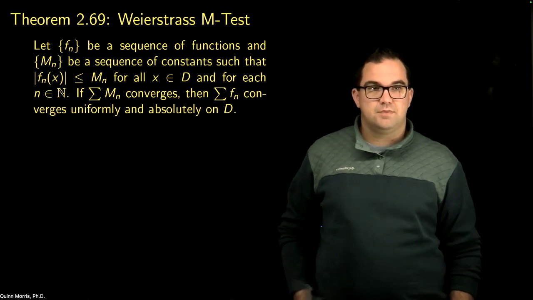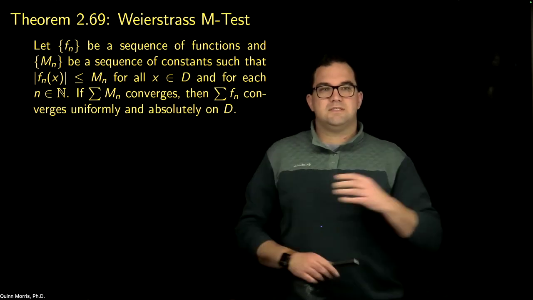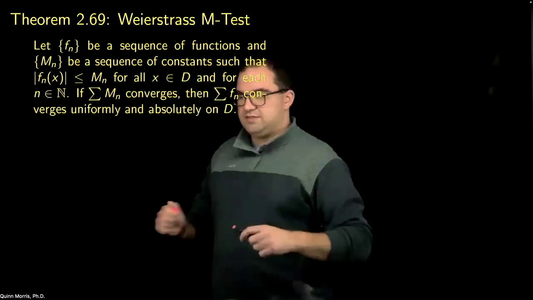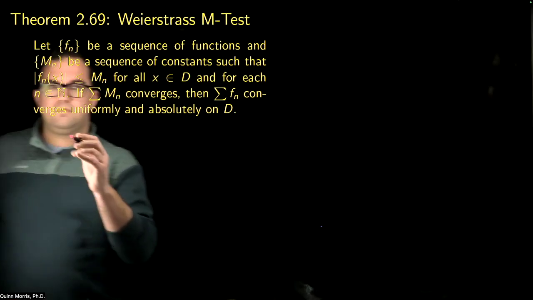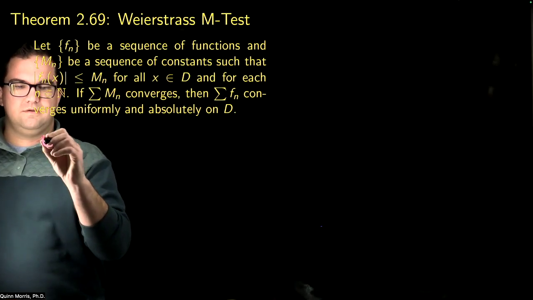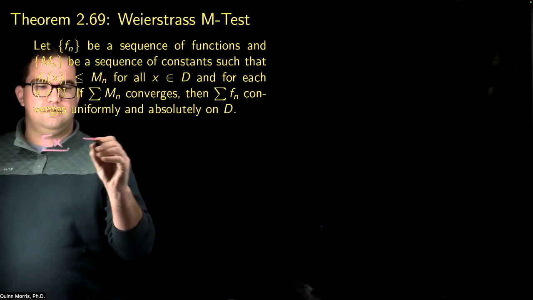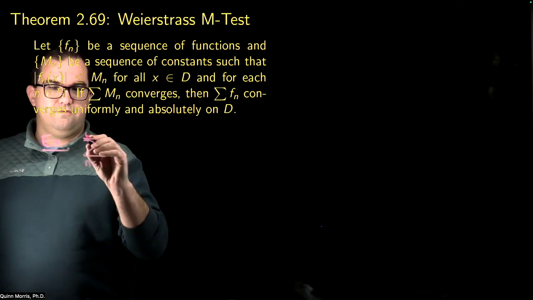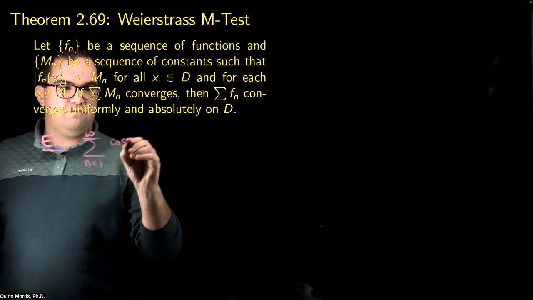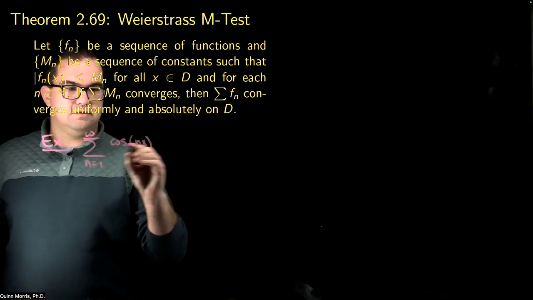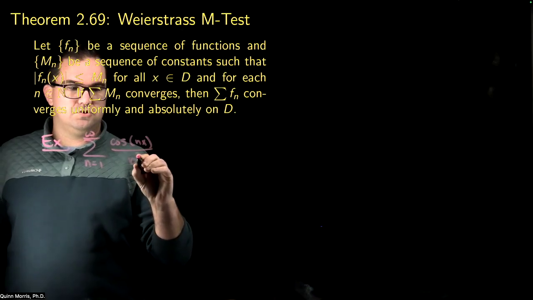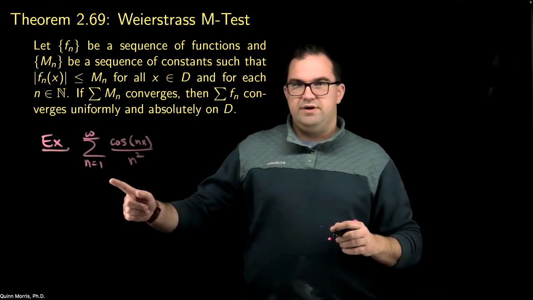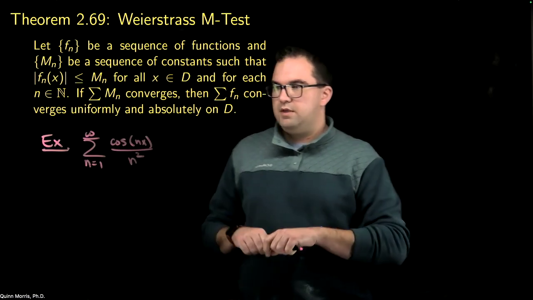So before we discuss how we might go about proving something like this, let's first just think about this in terms of an example. So consider the series, the sum from n equals 1 to infinity of cosine nx divided by n squared. Okay. So this is a series of functions, right?